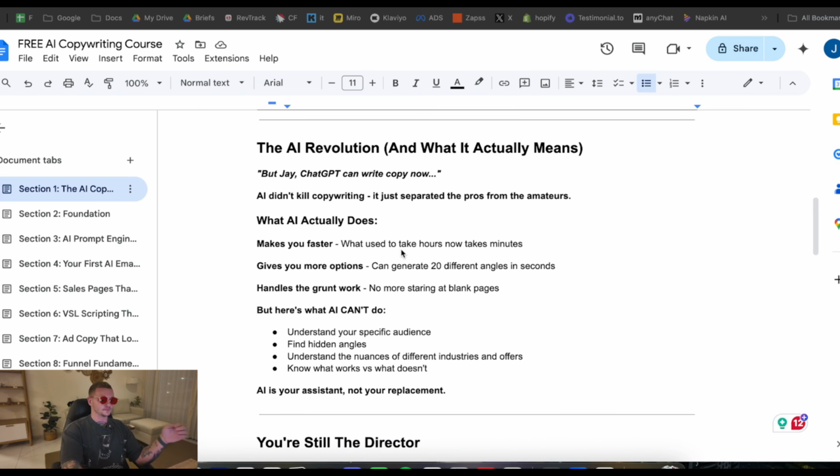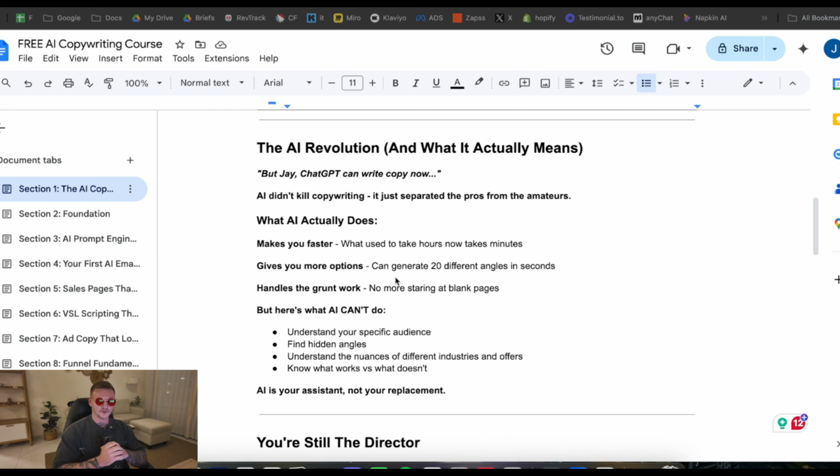So what does AI do for your copywriting? 1, it makes you faster, 100 times faster. It makes you so much more efficient. What used to take hours, days and weeks now takes minutes. It gives you more options, so you can generate 20 different angles in seconds, and it handles the grunt work, like the actual writing part. A lot of people think that copywriting is the writing part, that you need to be able to write fancy words. That's not what copywriting is, and AI now takes care of that.